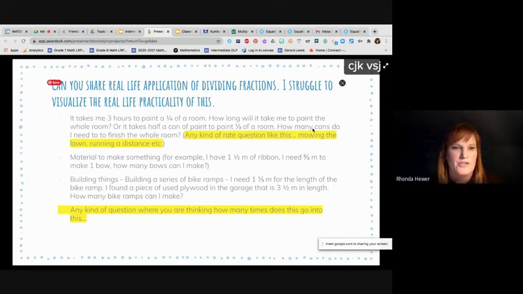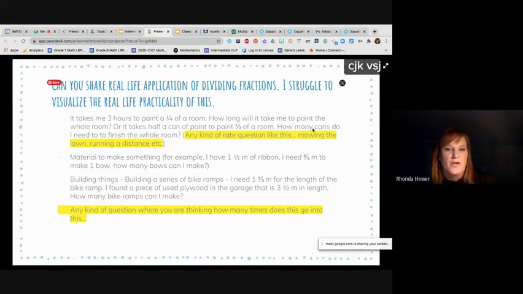That's a division question. If I said to you, it takes me 6 hours to paint half the room, how long will it take me to paint 2 rooms, how long will it take me to paint 1 room? You would understand that that's a division question. Same thing with fractions. So any kind of a rate question: how long will it take you to mow the lawn? How long will it take you to run a certain distance? Anything where you're thinking, how many times would this go into this?